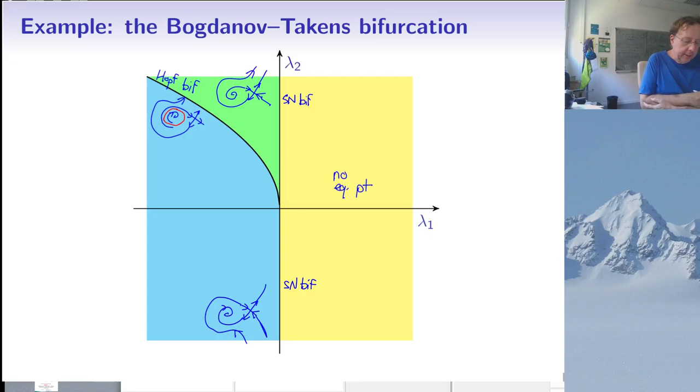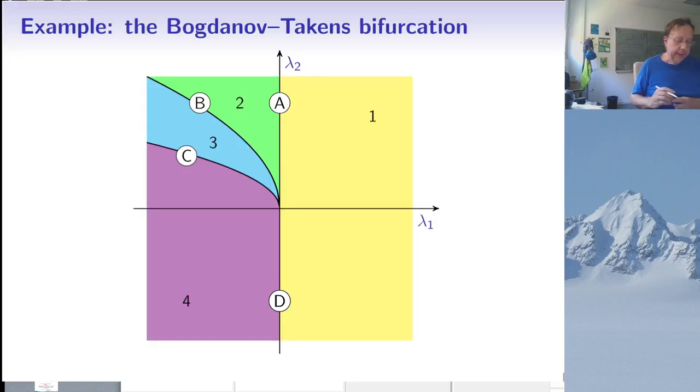Okay, but now you see that between these two situations, up here and down here, there must be another bifurcation, because here we have a periodic orbit up here, and down here we don't have it. That's the interesting thing about this bifurcation, is that actually you can show just by this local analysis of stability that there is an additional bifurcation, and this bifurcation is called a homoclinic bifurcation. So what we have is, here we have a saddle node bifurcation, here we have a saddle node bifurcation, here we have a Hopf bifurcation, and here we have an additional bifurcation, which is called homoclinic bifurcation.